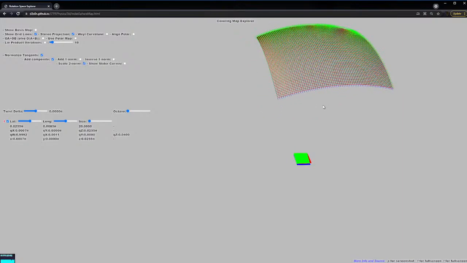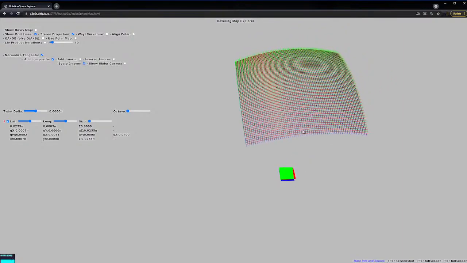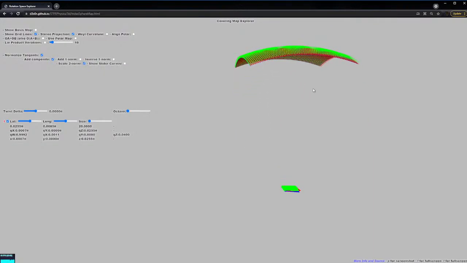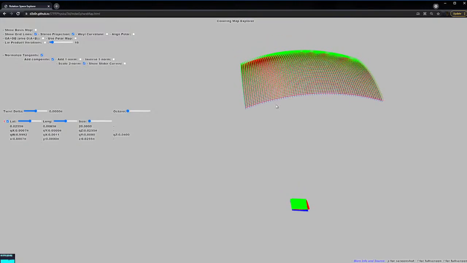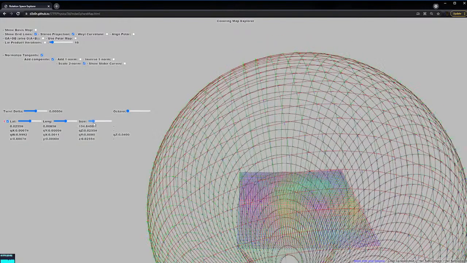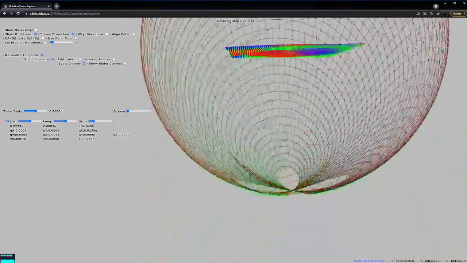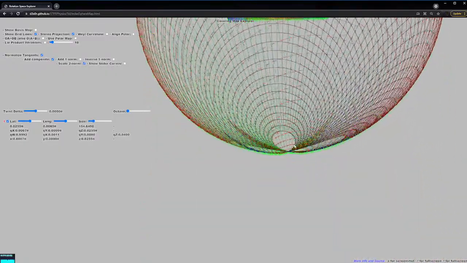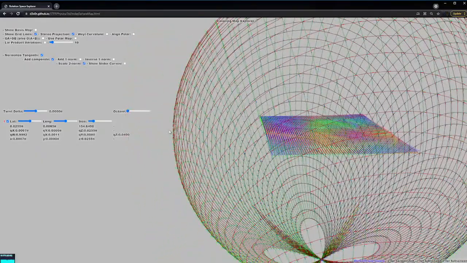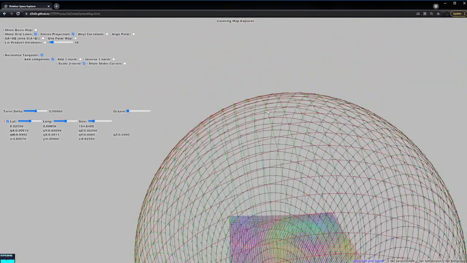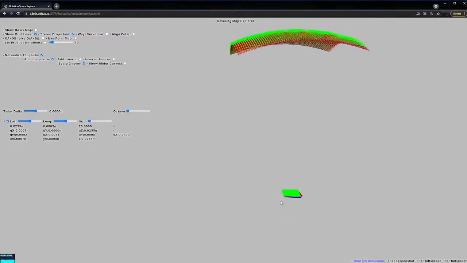These orientations, the green, which is the y direction or up in this case, is always perpendicular to the sphere. So on the bottom they stick down, on left and right they go left and right, and at the top they go up. And this is the rotation coordinate of them.